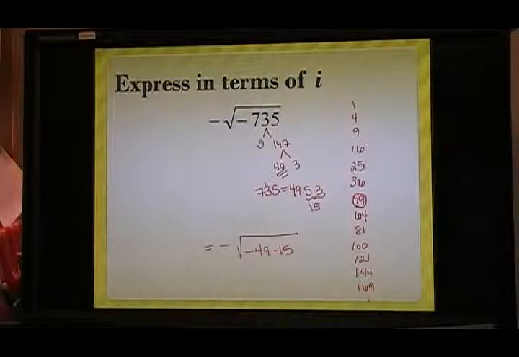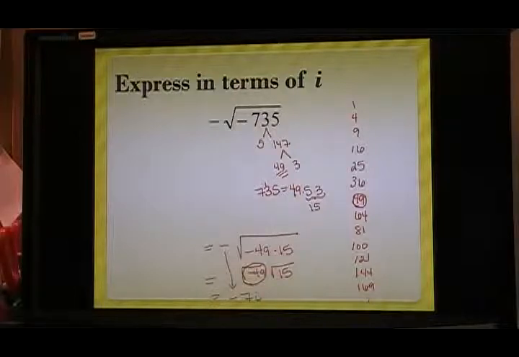Okay? Or I can go ahead and break it apart. That's the square root of negative 49 times the square root of 15. So I've got my negative, bringing it down. The square root of negative 49 is 7i, and I have my root 15 remaining. I can't do anything to simplify this because 15 is not divisible by a perfect square. I know I have it broken down as much as I can. So this is how I will do that simplification, or how I will express that in terms of i.